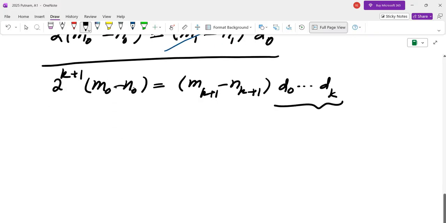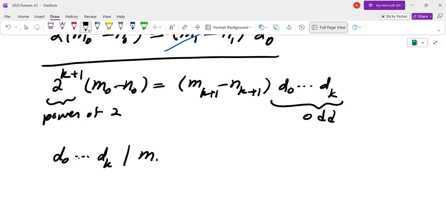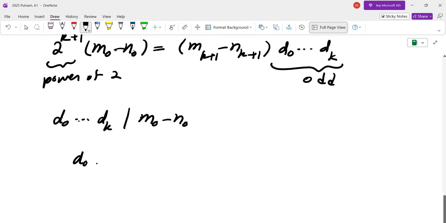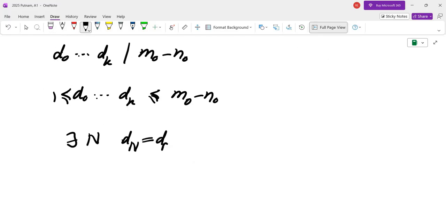So, well, this quantity is odd, and this quantity is a power of 2. So this means that the odd number d0 all the way to dk would have to divide m0 minus n0, which means this quantity d0 all the way to dk is always between 1 and m0 minus n0, which is a fixed number. And that's exactly what we wanted to prove.